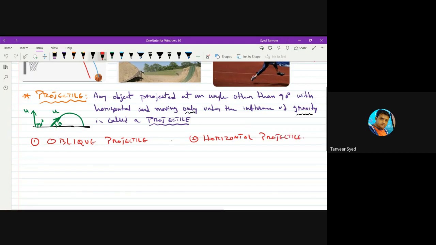Oblique and horizontal. What is the difference? Oblique projectile is like this. If you throw a body, let us say you're throwing a javelin or shot put, or you're kicking a football, it goes like this, lands here. This is a point of projection and this is a point of striking.